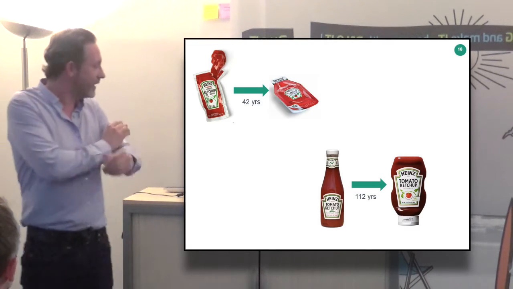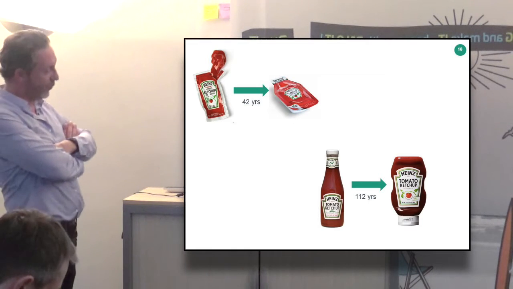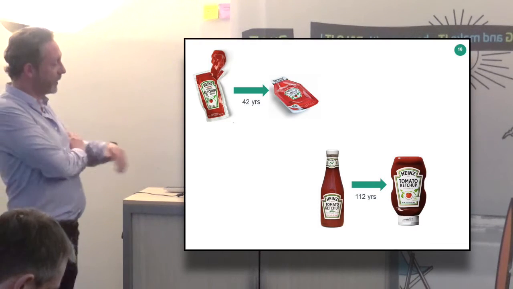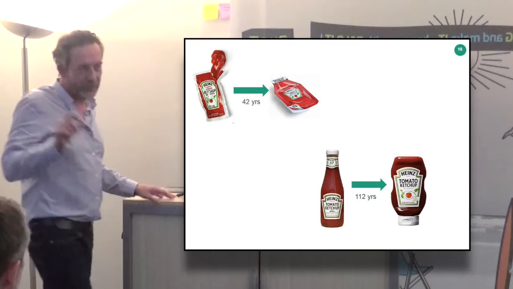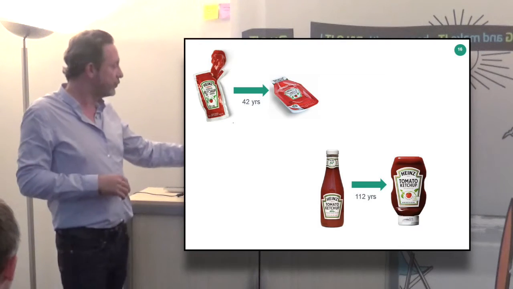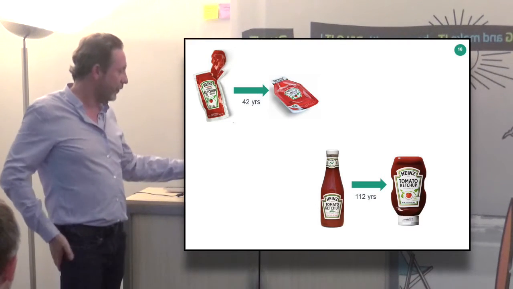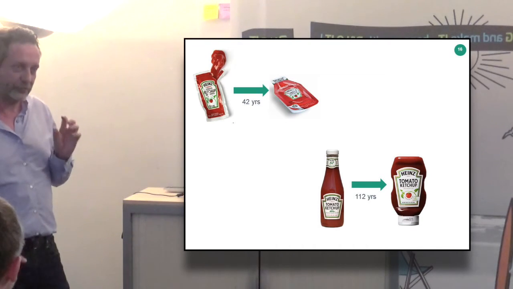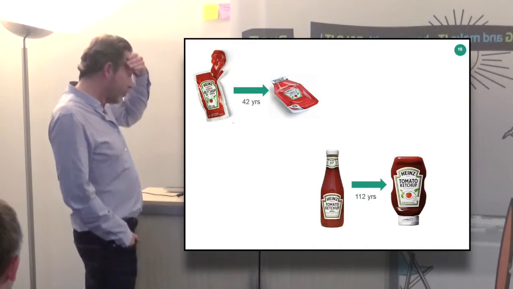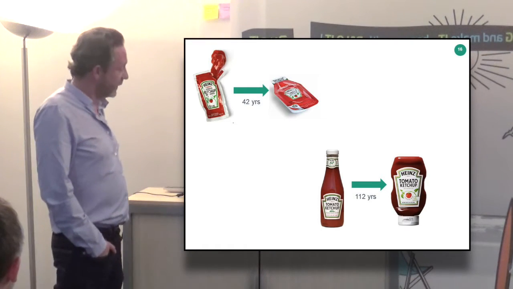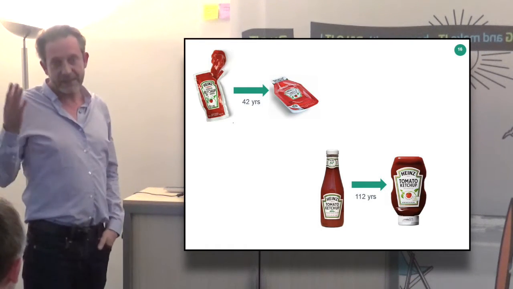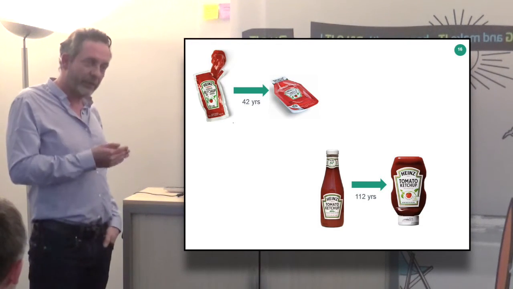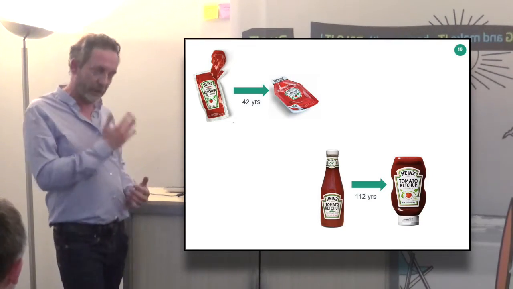And one quick example of a design thinking approach is this product that everybody knows. To go from this old ketchup pack to this new design, it took 42 years, right? To go from this old ketchup bottle that everybody knows that is quite painful to use, to this new design, it took 112 years. So the idea with design thinking is, instead of waiting decades for this type of innovation to happen, design thinking enables you to do this very quickly.